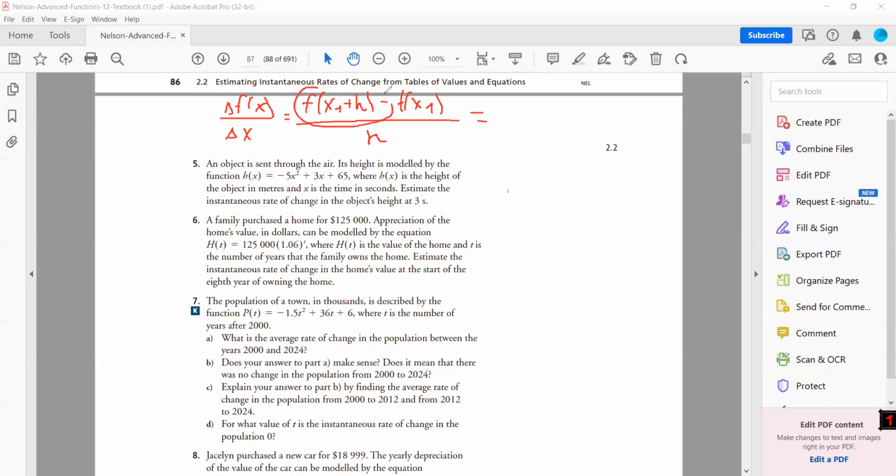Now I just have to evaluate my function for one of the values. I would take h equals 0.01, as small as possible. For this case, 0.001 would be enough. And we estimate the instantaneous rate of change of the object height at 3 seconds. So my x1 would be 3 seconds. I substitute it into this function and evaluate it.